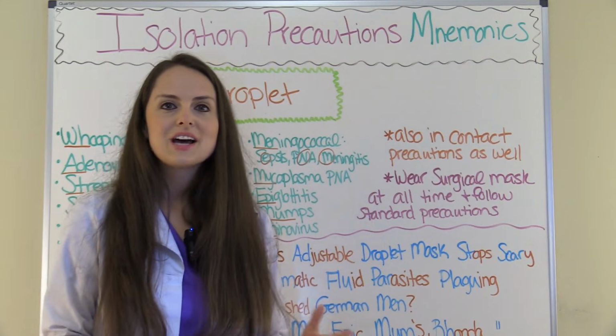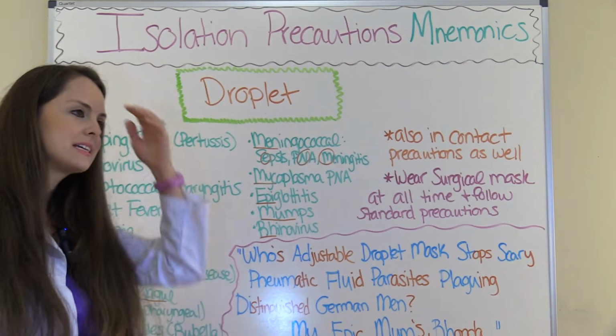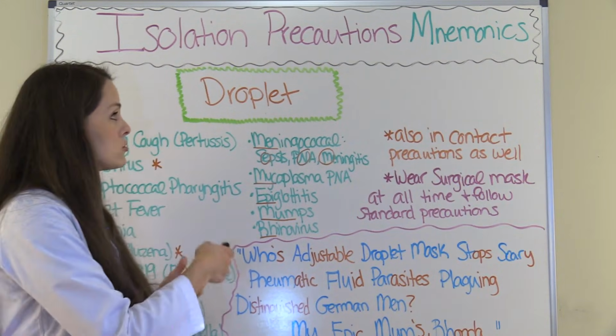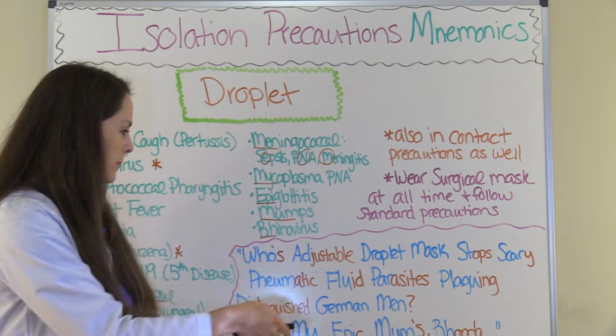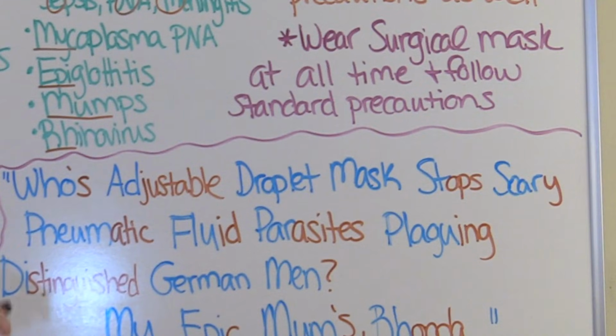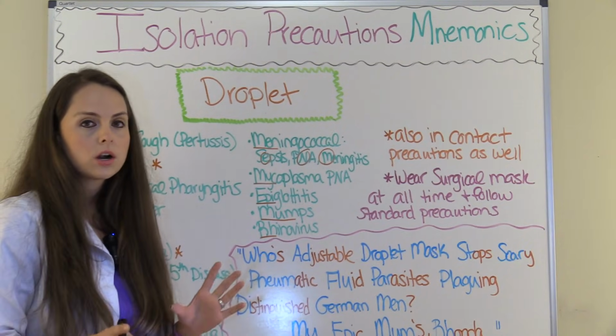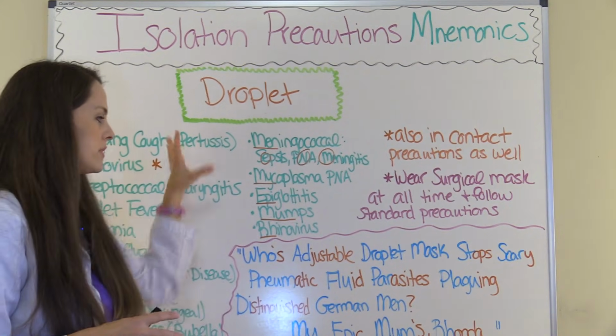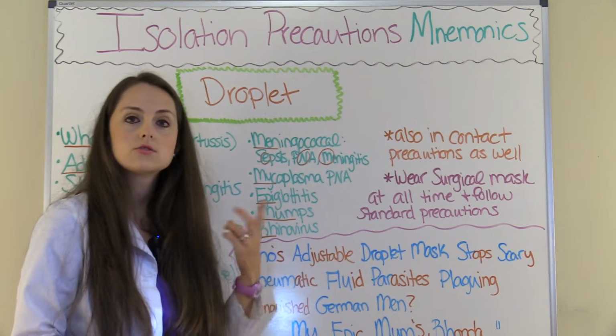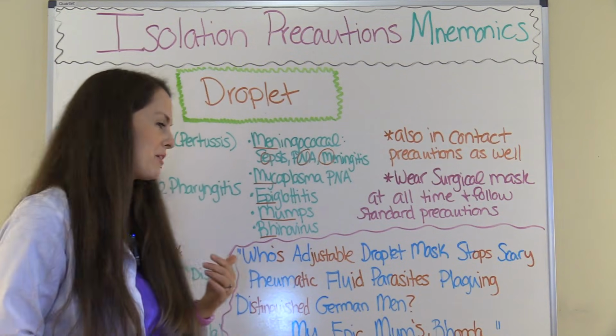So what's the mnemonic to help you remember all these diseases and what you're going to wear, and if it's droplet, contact, or airborne? Okay, here's the mnemonic. Whose adjustable droplet mask stops scary pneumatic fluid parasites plaguing distinguished German men, my epic mums, Rhonda. So each part of the word will correlate with the disease, or it'll tell you if it's droplet or mask. So let's dissect it and go over it.